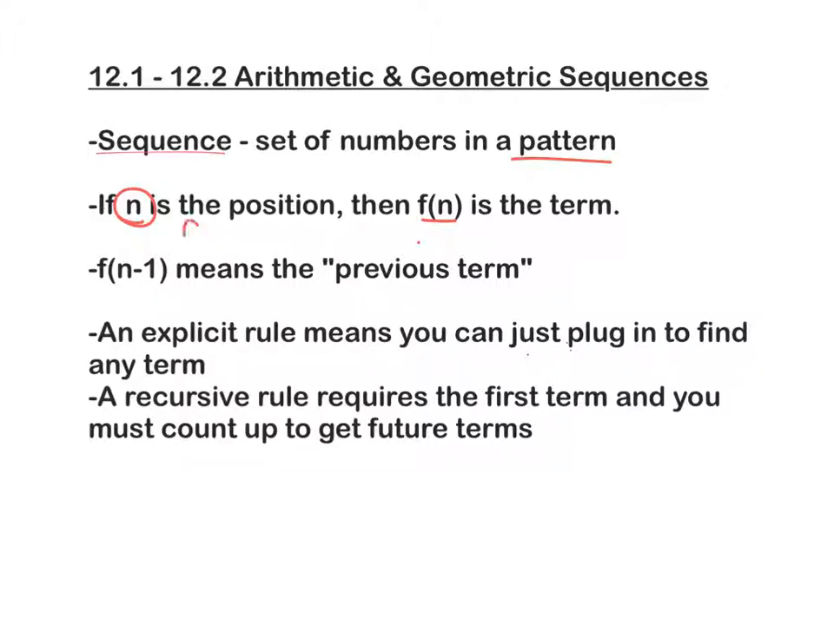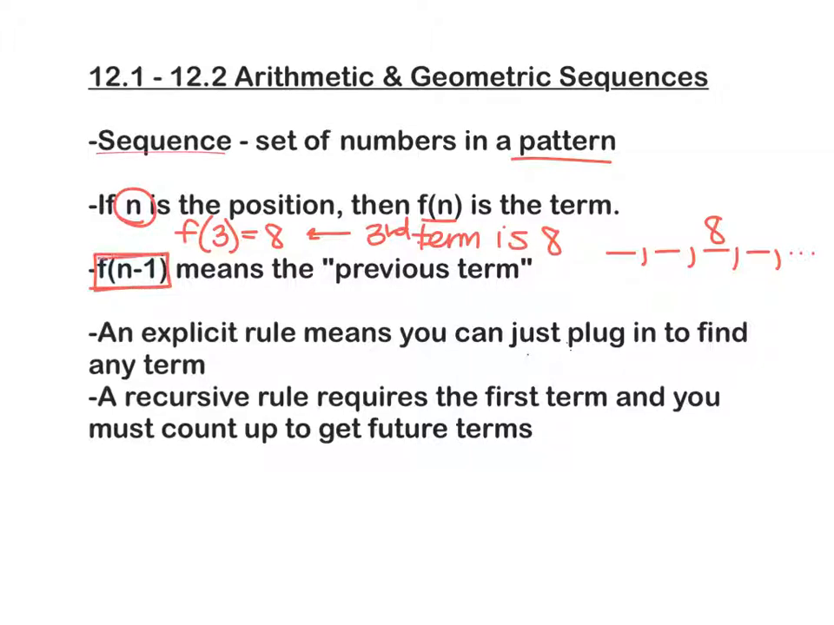So for example, if it says f of 3 equals 8, that means the third term in the sequence is 8. It doesn't matter how many numbers you have or what the pattern is, the third number is 8. That's what that notation means. F of n minus 1, that's all one thing that's going to be glued together. We're not distributing that or anything else. It will always mean the previous term.